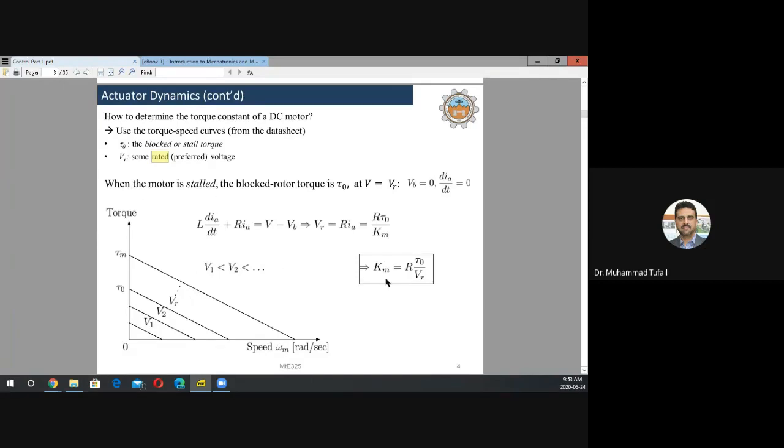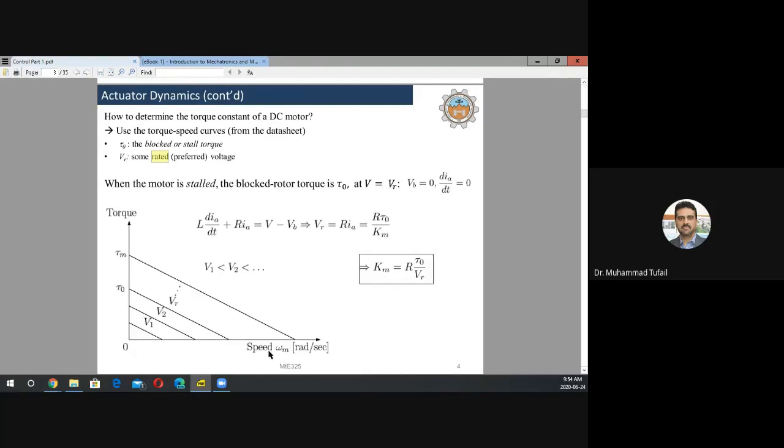So what is the expression for the VR? Okay, so think about, let's say the motor is stalled. Stalled means the motor is somehow blocked. The speed is 0. So if the speed is 0, this is your T0, on the y-axis. And let's say that is on the curve we're talking about where the voltage is the rated voltage, VR.